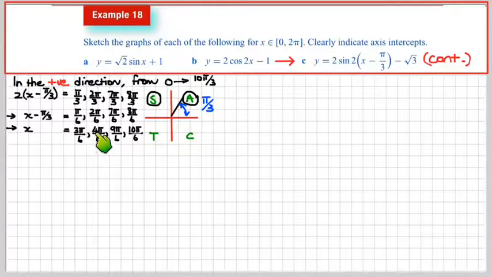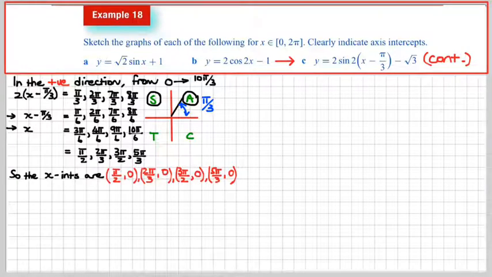2 pi on 6 plus 2 pi on 6 is 4 pi on 6. 7 pi on 6 plus 2 pi on 6 is 9 pi on 6. 8 pi on 6 plus 2 pi on 6 is 10 pi on 6. Oh, pi everywhere. That's simplified there, right? I've simplified them down by cancelling top and bottom where possible. So therefore our x-intercepts are, roll the drums, this, and this, right?